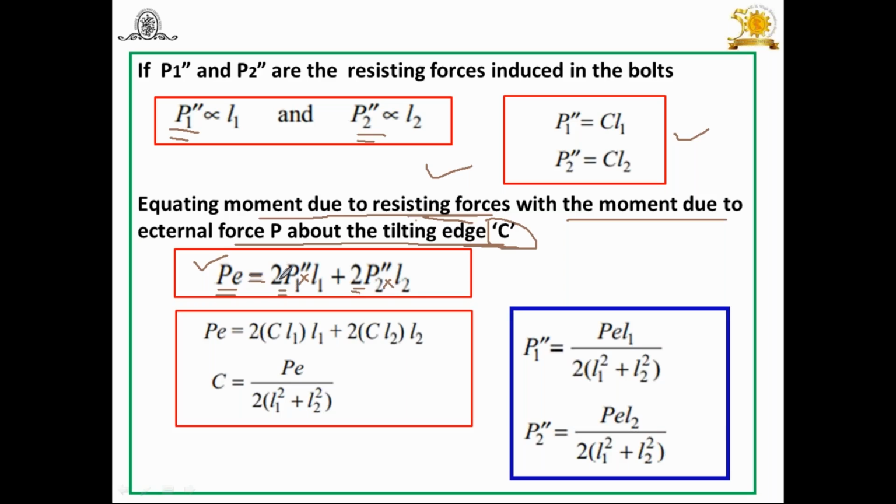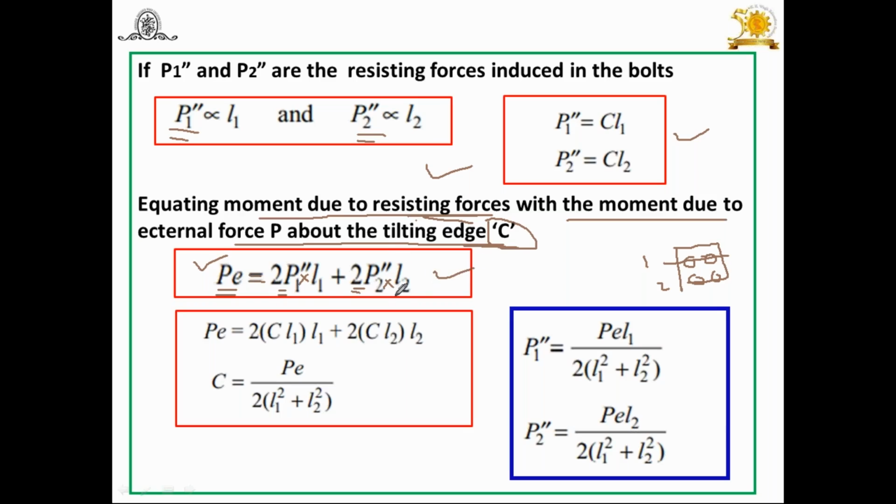Sorry, 2 volts. That's why it is multiplied by 2, because at position 1 in our case, the bracket at position 1 has 2 bolts used. That's why 2. Again at position 2, 2 bolts are used. That's why 2. Try to understand. Or you can take for 1 bolt P1 double dash into L1 plus again P1 double dash into L1. You can add it. You will get 2 P1 double dash into L1. That's why you will get these values.